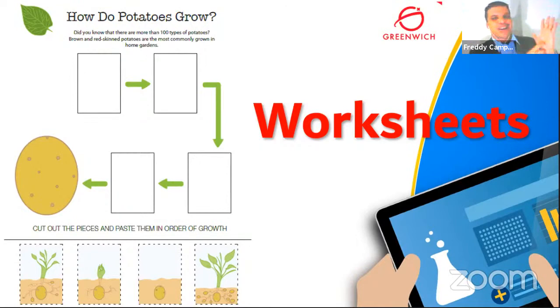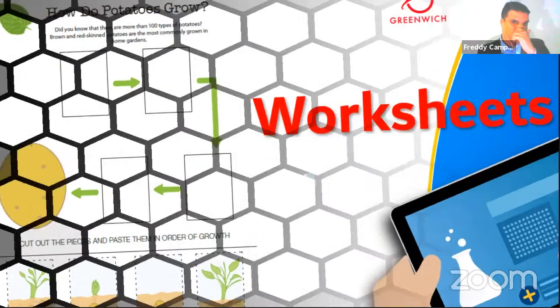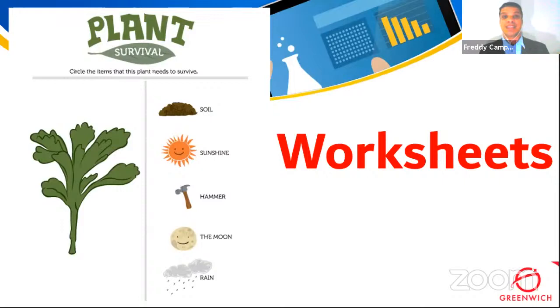And the second worksheet that I told you about is actually the plant. And it says, circle the items that this plant needs to survive. With these worksheets, we are telling our student that this seed or this experiment that you did needs something specific, or needs a lot of specific things. And notice that we have the plant, the soil, sunshine, the hammer, the moon, and the rain. So your student will think, okay, what is important for the plant?